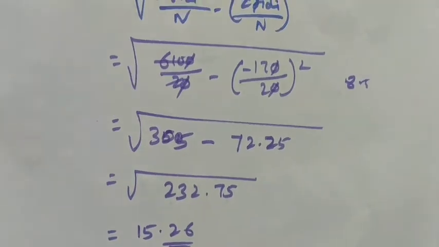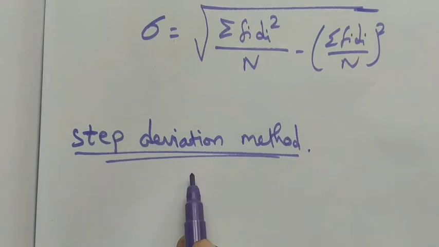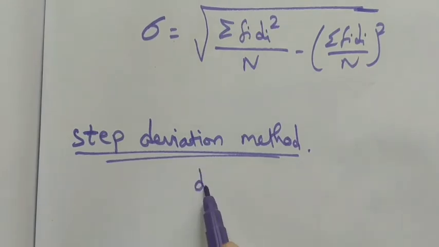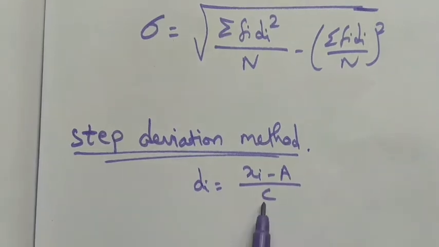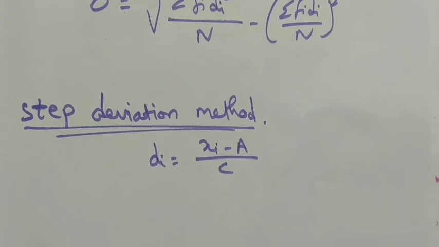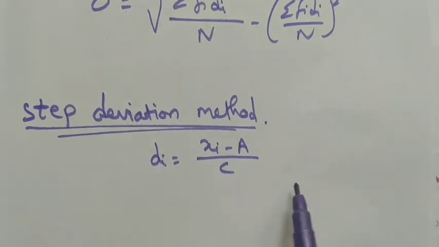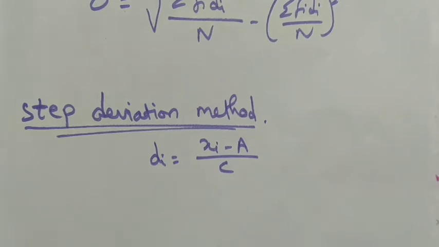Next we see the step deviation method. The step deviation method differs only in the deviation. The deviation di is equal to xi minus a divided by c. Here c is the common divisor, or the common class interval, which we can take as the difference of the class intervals. Here we have taken the following data as usual.